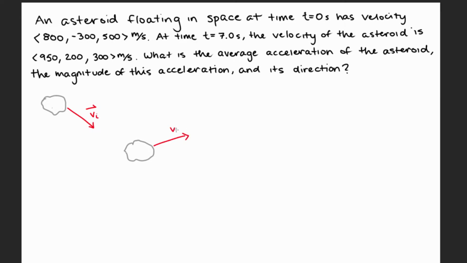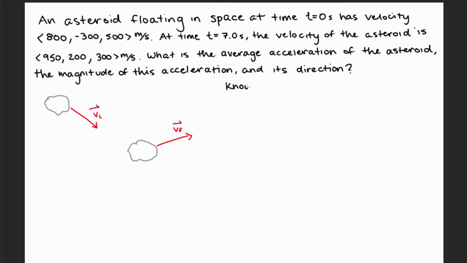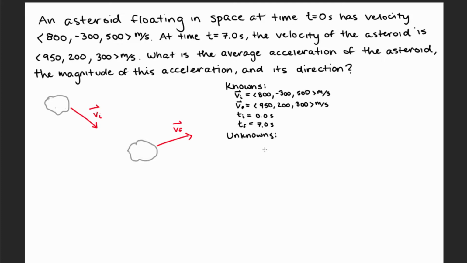What is the average acceleration of the asteroid and the magnitude of its acceleration? And what is its direction? First, we must find out what we know. We know the initial velocity, the final velocity, the initial time, and the final time. We must find the average acceleration vector, the magnitude of the acceleration vector, and the unit vector of the acceleration.